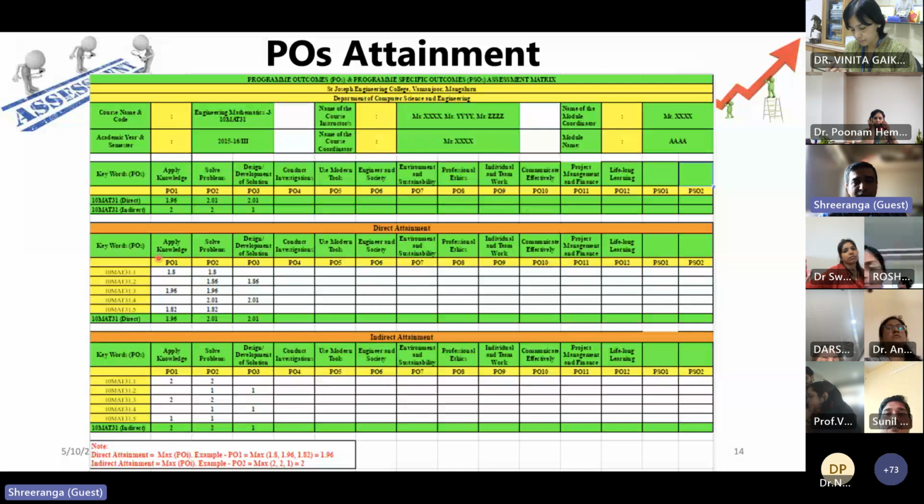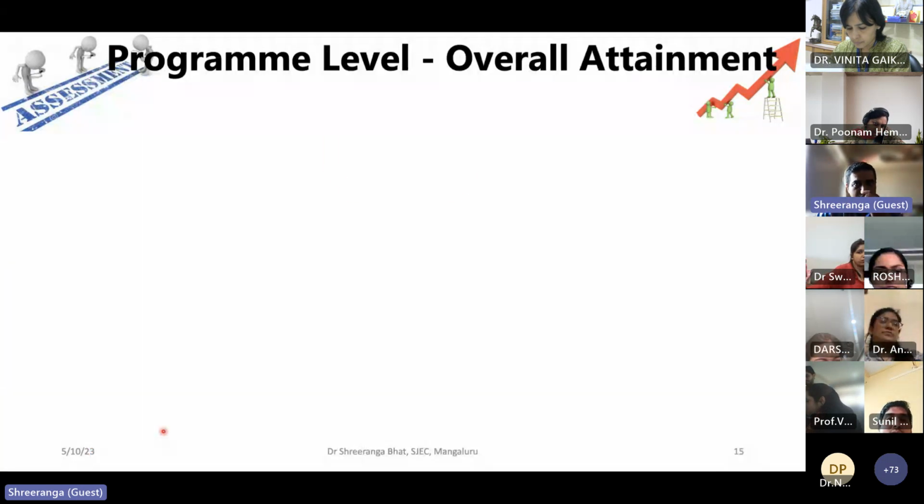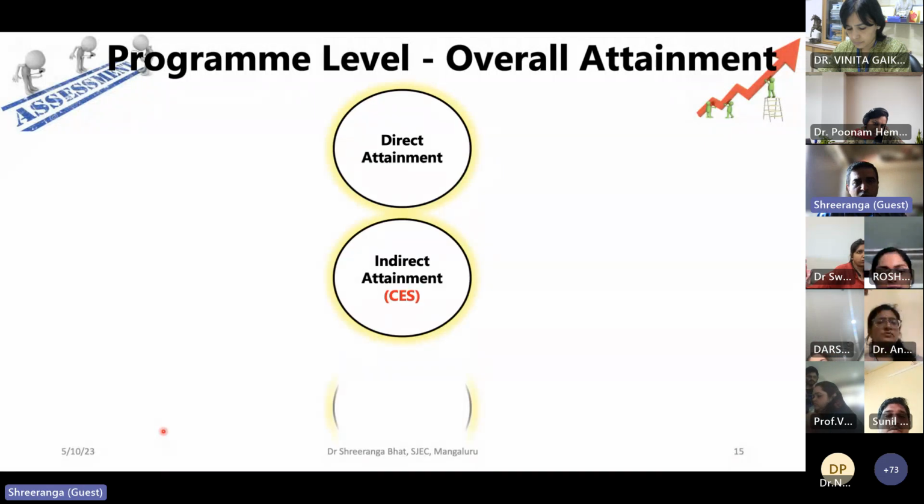Now this is the final table. In the table you can see the direct attainment value I have written and the indirect attainment value I have given. So I'll be able to get the PO attainment for a particular subject, direct and indirect. The dashboard can be changed however you want. This is the dashboard of all the calculation we have done so far. From there I'll be going for overall attainment.